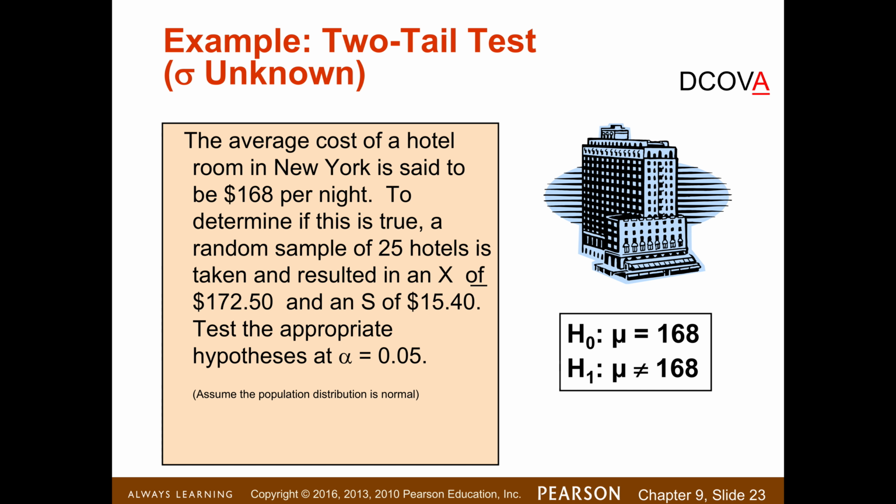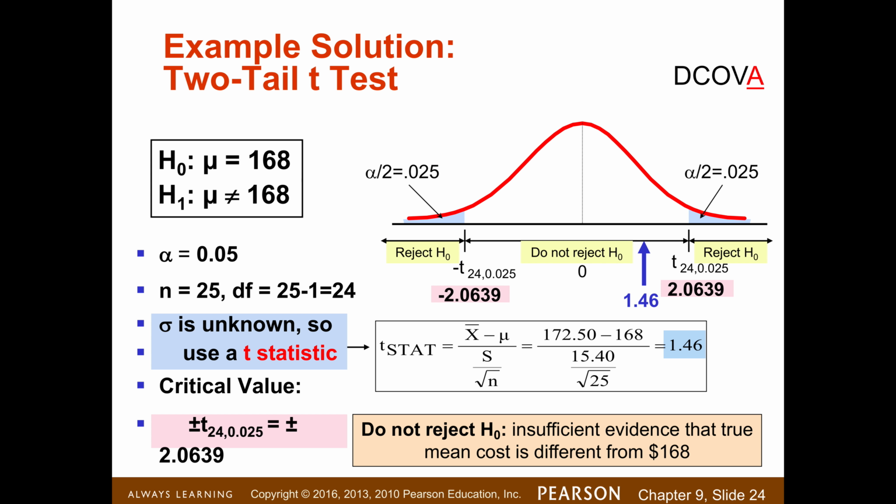So we could probably go ahead and conduct this even if we didn't know the population distribution was normal, just because our sample size is 25 or larger. So guys, the null hypothesis is H sub 0: mu equals 168. The alternative hypothesis, H sub 1, or H sub A, is mu not equal to 168. Two-tailed t-test.